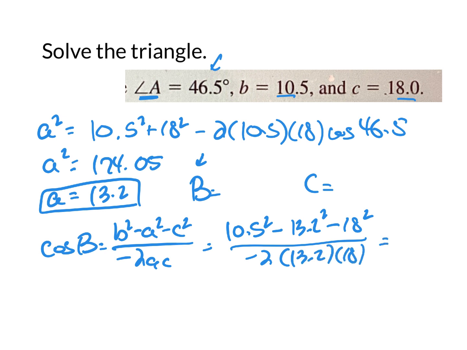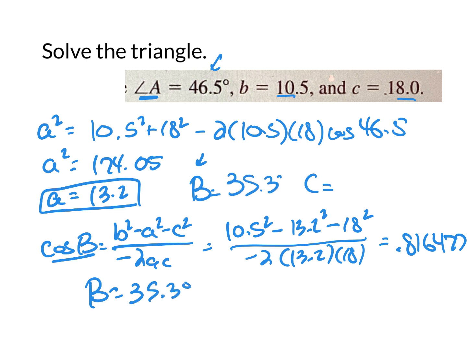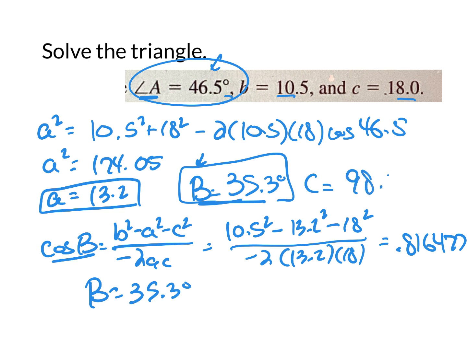When I punch up my calculator, I'm getting 0.816477. And that's not the answer. That's what cosine of B is. Remember, if you're going to find big B, you have to do this inverse cosine or second cosine of that answer. When I do that, I'm getting 35.3 degrees, which is going to go here. And then the beauty of it, to find big C, I already know what angle A is. I know what angle B is, 35.3. Just subtract both of those from 180, I'm getting 98.2 degrees. Okay, so there's my three answers.